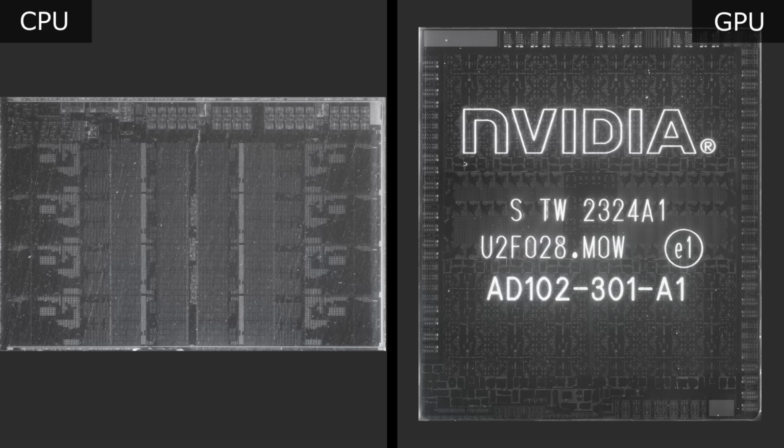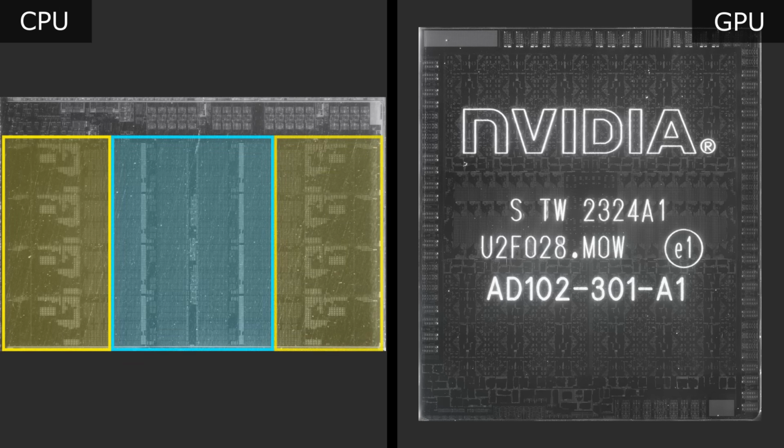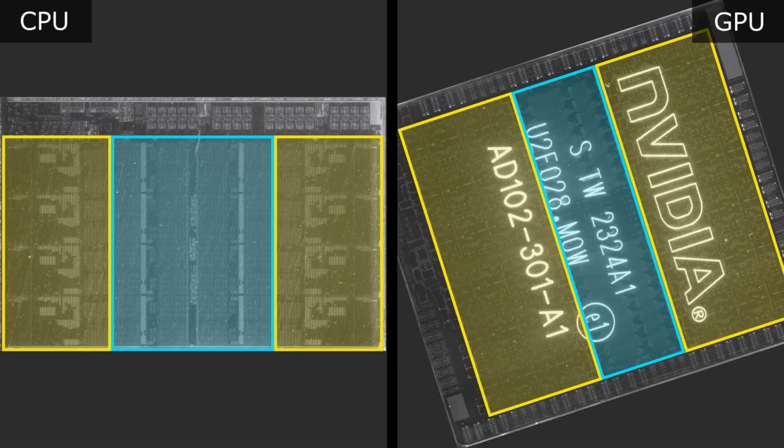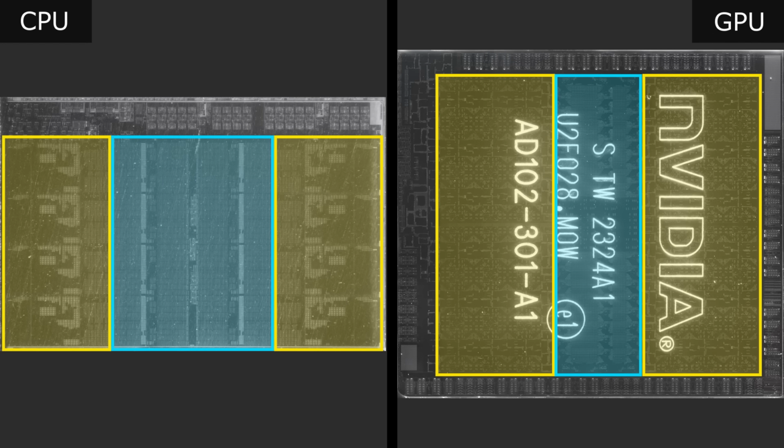If we start on the CPU side, we can split the chip into 3 distinct sections. There are parts on the left and right that appear to be mirrors of each other, and then there's a band running down the middle. On the GPU side, we see something similar, but laid out vertically rather than horizontally. The top and the bottom part mirror each other rather than the left and the right. If we rotate the GPU 90 degrees like this, we can line up their layouts more directly.